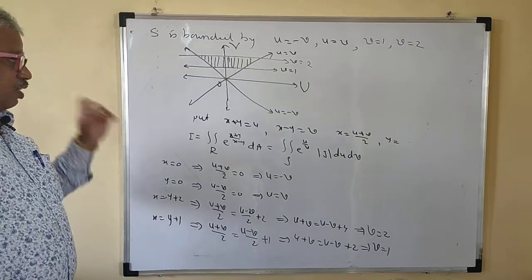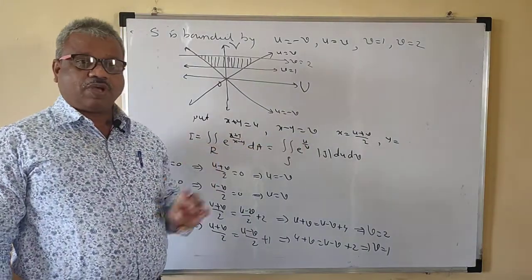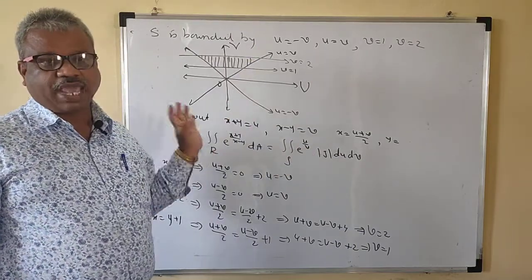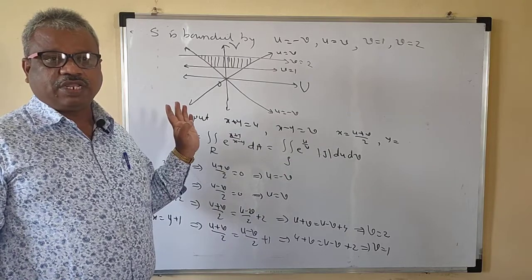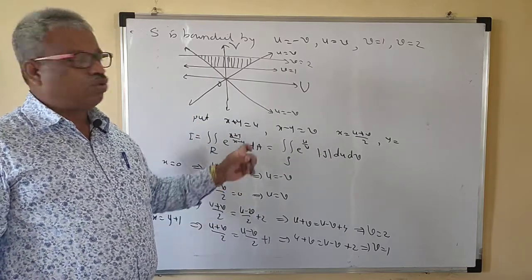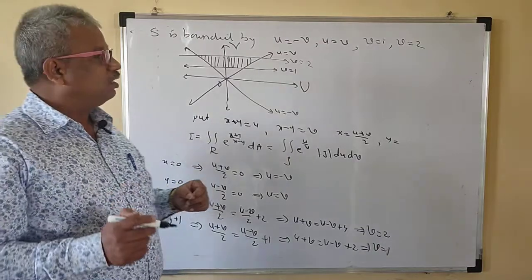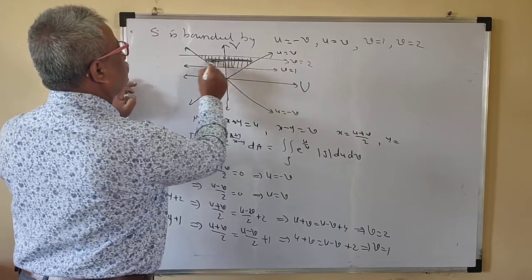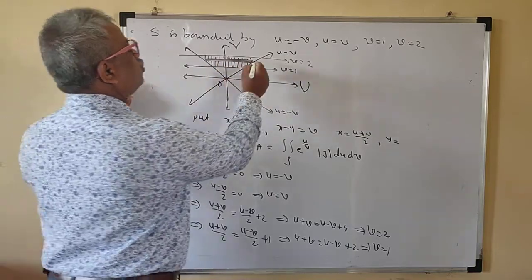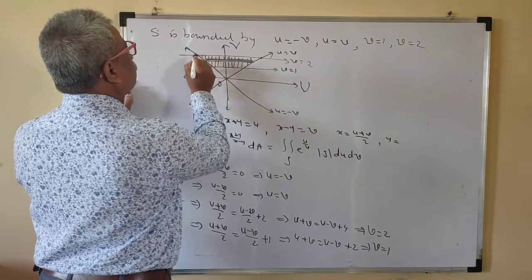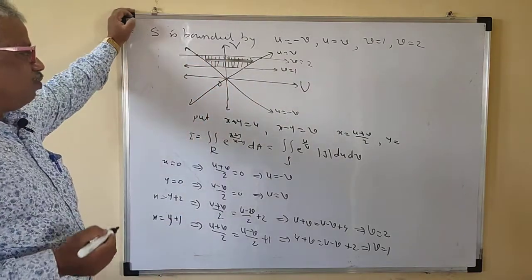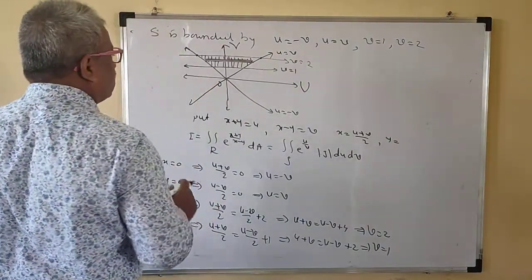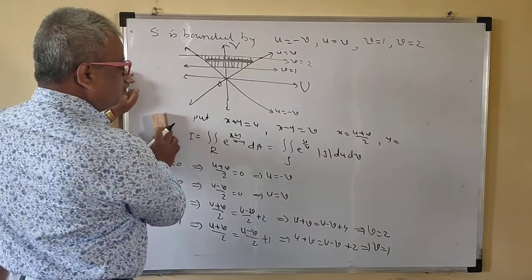Now see, you have to integrate e raised to u upon v. This is not integrable with respect to v, so don't draw the strip parallel to the v axis. It is integrable with respect to u, so draw the strip parallel to the u axis. This is the only possible way. There is no need to find the points of intersection here.